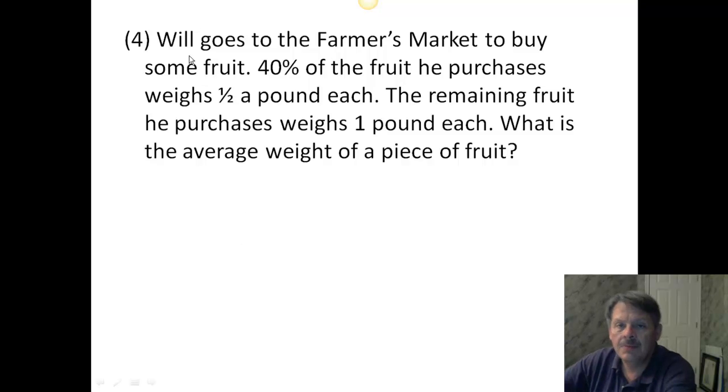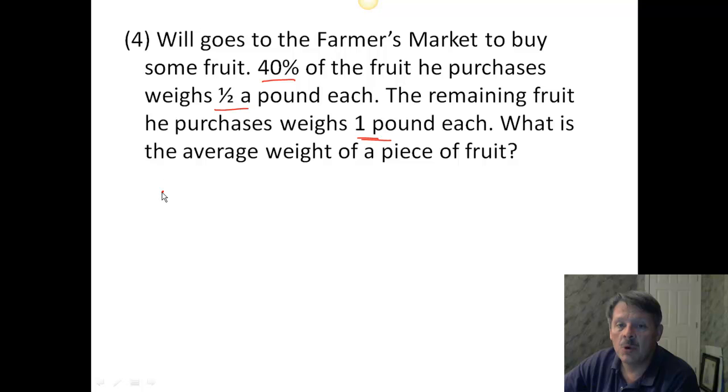All right. Let's try number 4. Will goes to the farmer's market. He purchases some fruit that weighs half a pound and some that weighs a pound. Clearly our answer is going to be between them. Right? Well, what's right in between them? Well, right in between them is 0.75. But if only 40% is half a pound, that means 60% is 1 pound. I should be between 0.75 and 1, probably pretty close to 0.75. Well, let's see what happens.